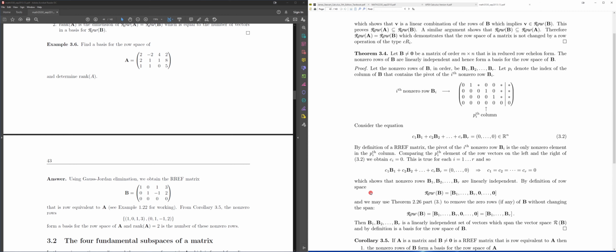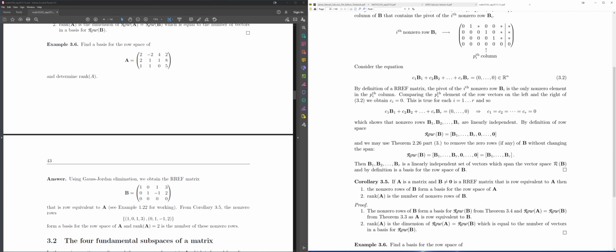Now a little more generally is this statement here in Corollary 3.5. If I have a matrix A such as this one, and I apply Gauss-Jordan to get an RREF B, then the number of non-zero rows of the RREF is equal to the rank of my original matrix. And this is something that you most likely would have seen before. You probably know this as your definition of rank, which isn't quite correct.